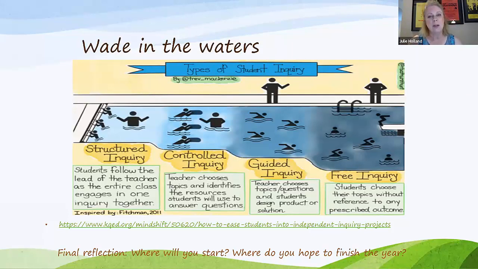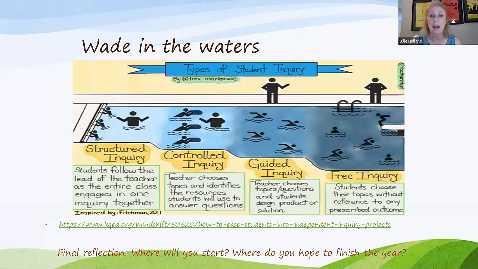That's an amazing start. And you can see as we move through, the students begin to answer the questions and the teacher chooses the topic. It's still controlled. Then you see that our swimmers are starting to go on their own in the guided inquiry. The teacher chooses the topic and questions, but the students get to design the product or the solution. So you're letting them wade deeper and deeper on their own until they're finally down there in the deep end. You're out there around the perimeter, monitoring, guiding, making sure nobody's drowning out there.